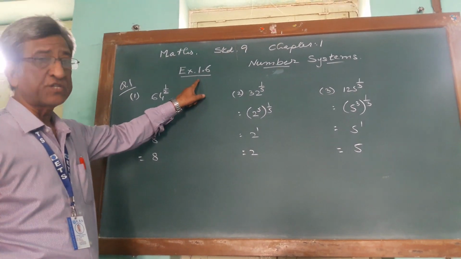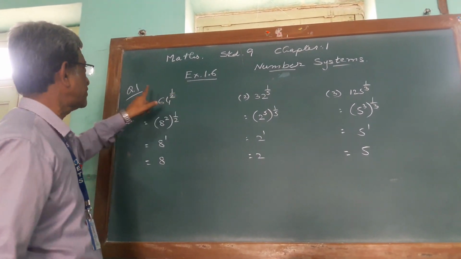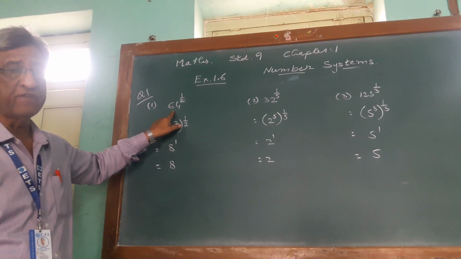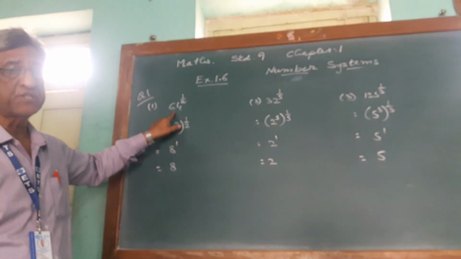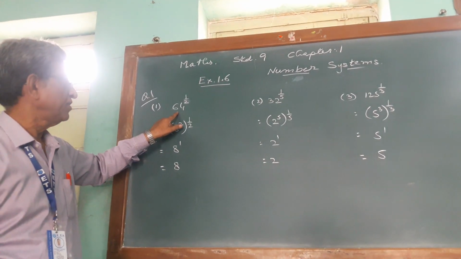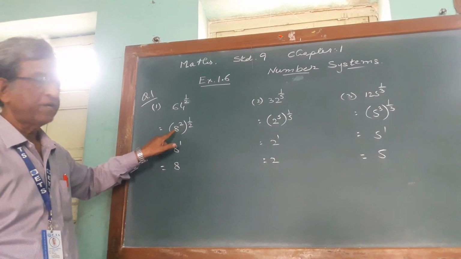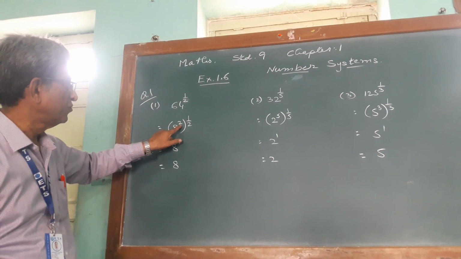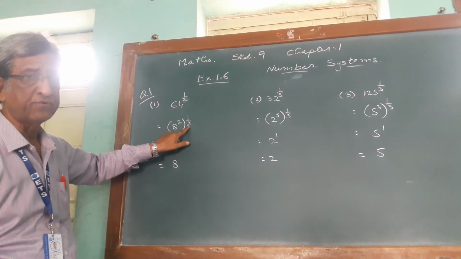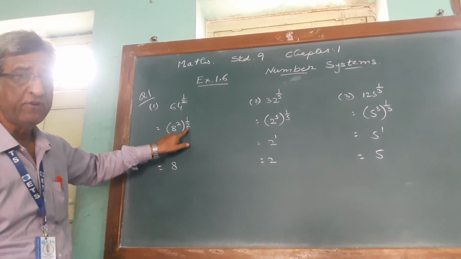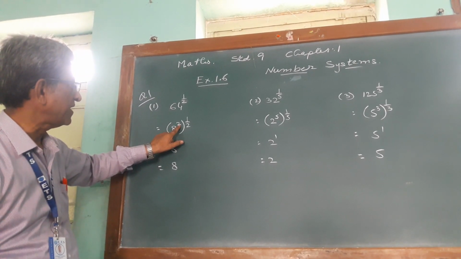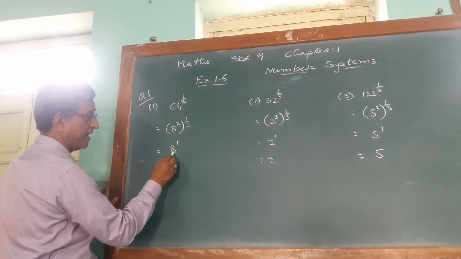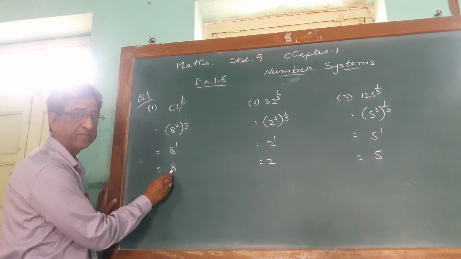Now we will start exercise 1.6. First question is simplify 64 raised to 1 upon 2. You know that 64 can be expressed in the form of 8 raised to 2, since 8 raised to 2 is equal to 64. You have to express the number whose power is 2, because here you have 2. So 8 squared whole raised to 1 upon 2. Here 2 will cancel, and you will get 8 raised to 1, that is 8.